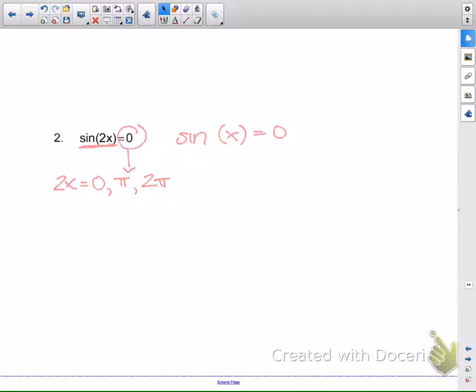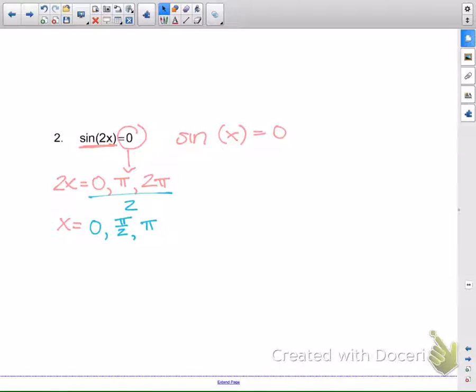Okay? If that's solving for 2x and I want to solve for x, what's going to be my last step then? Divide by 2. Now here's the only tricky part of this. When I divide by 2, that essentially divides my unit circle in half. And it gives me only half of my possible answers between 0 and 2 pi. Because if I take all of these and divide by 2, that's going to give me what answers? 0, pi over 2, and pi. I only have answers from 0 through pi. I want answers from 0 through 2 pi.